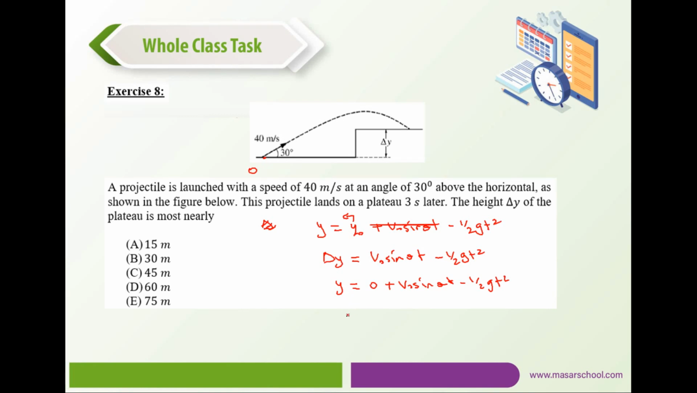Now we have the time, which is 3 seconds, we have the initial speed, we have the launch angle, we have all the ingredients. That would be 40 sine 30 multiplied by the time t, which is 3, minus half of 9.81 multiplied by 3 to the power of 2. Plugging that into the calculator, we get a value of 15.85 meters, and the closest to that is 15 meters, so the correct choice would be A.